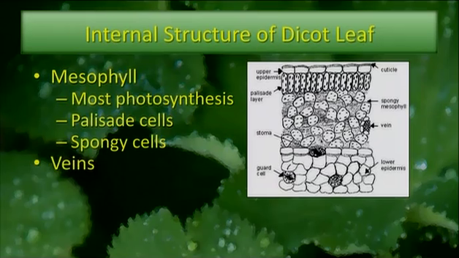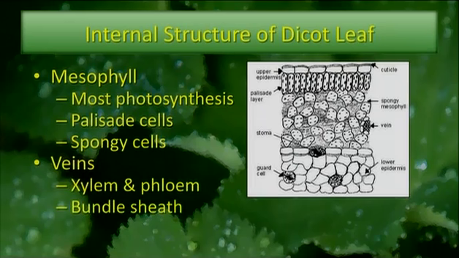Veins are made up of xylem and phloem. This is vascular tissue inside of the leaf. Here's a vascular bundle. The vascular bundle oftentimes is surrounded by parenchyma cells. It's known as the bundle sheath. These are the cells of the bundle sheath. And this is a vein.